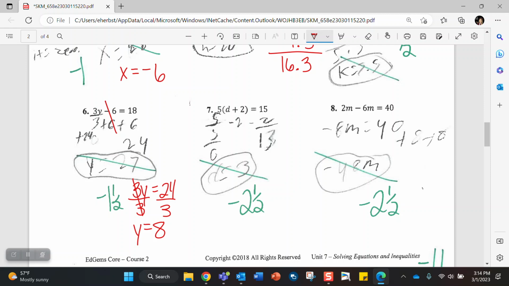On 7, he needed to distribute first. So I can't subtract 2 to cancel the plus 2, because it's not actually a plus 2. You're going to see in a second, 5 times d is 5d, plus 5 times 2 is actually 10, and that's what I want to try to get rid of. So we should be subtracting 10 from both sides first. 5d equals 5, and then we're dividing both sides by 5. Remember, that's the opposite of multiplication, and d equals 1.